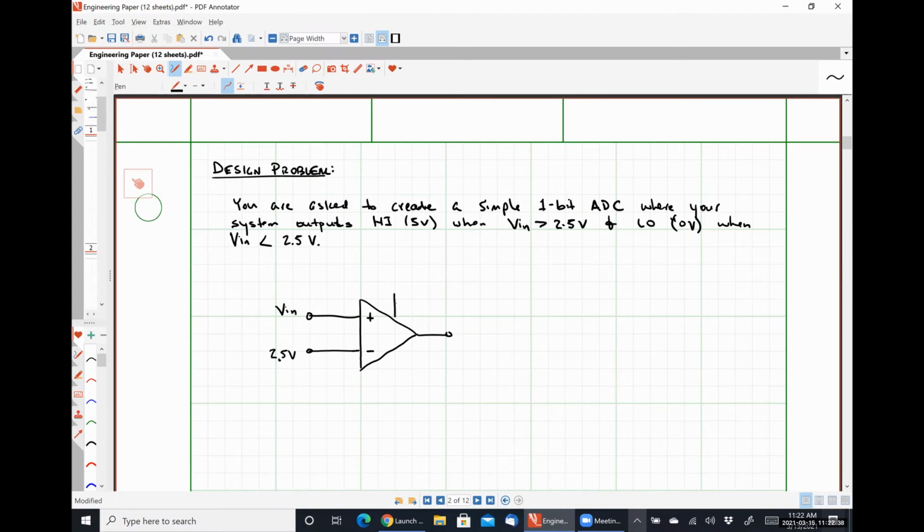What does my positive power supply voltage need to be? 5 volts, right? Because when it goes high, I want it to hit 5 volts. So VCC plus needs to be 5 volts. What about VCC minus? 0 volts or ground. And here is Vn. So this is the most simple way that we can realize this circuit. You have just completed an op amp design problem. Sometimes they're going to be literally this easy. Nothing too wild here.